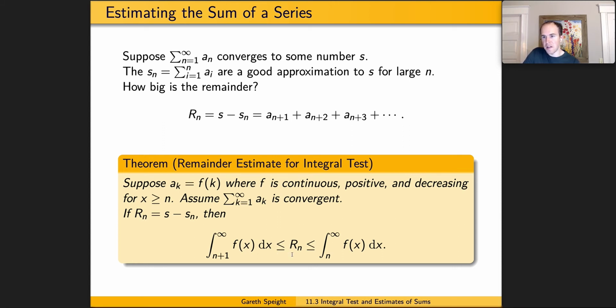But quite often we're interested in showing the remainder is small. So if we want to have the error or the remainder small, then it's going to be useful to check that this integral on the right is small. Because if this integral on the right is, say, less than 0.1, then the error is even less. So the error is going to be less than 0.1.